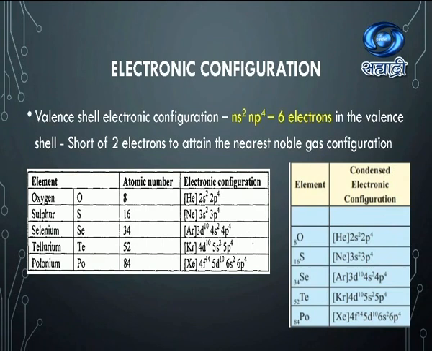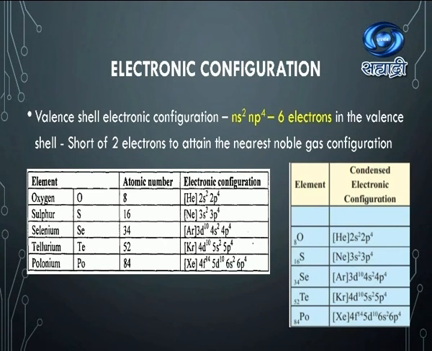Now electronic configuration. The valence shell electronic configuration is ns2np4. That means 6 electrons are present in the valence shell. So all these elements are short of 2 electrons to attain the nearest noble gas configuration.